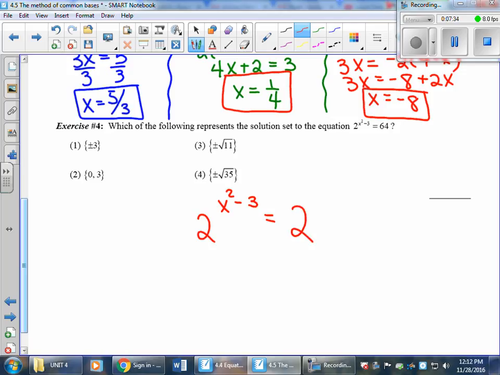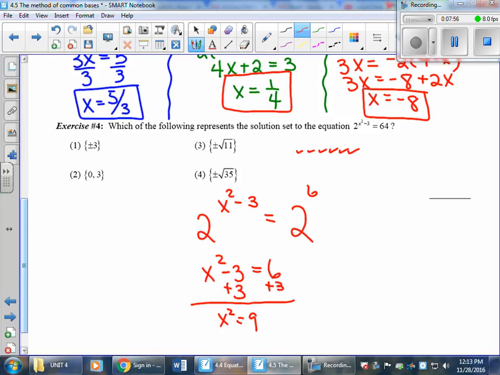Well, 2 times 2 is 4, times 2 is 8, times 2 is 16, times 2 is 32, times 2 is 64. 1, 2, 3, 4, 5, 6. So 2 to the 6th power. So as soon as you get those bases, now you know that x squared minus 3 equals 6. Add 3 to both sides. Very nice. We get x squared is equal to 9.